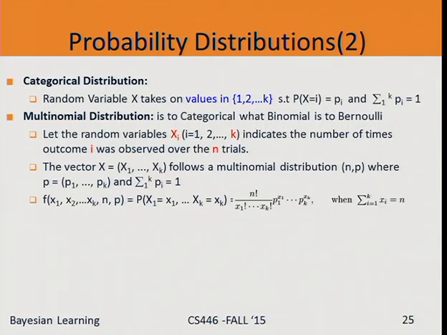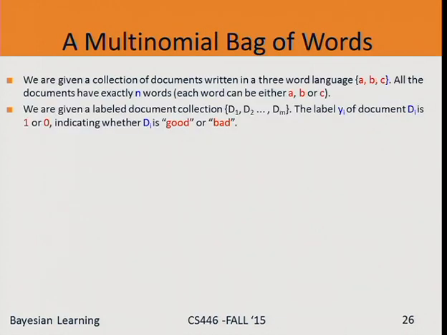So we've already seen a coin toss, very simple, and we assume the Bernoulli. Now we're going to see something a little bit more interesting. We're going to talk about documents. So here is one way to think about classifying documents.